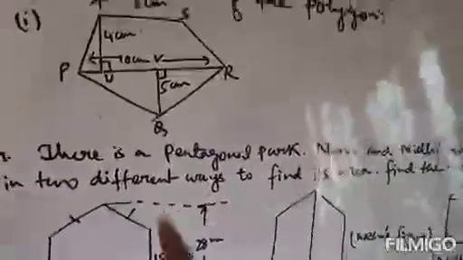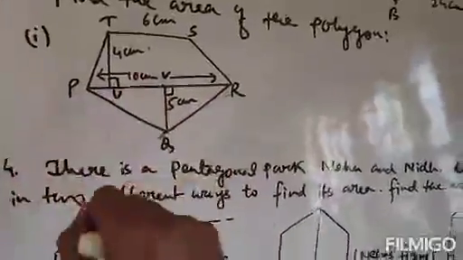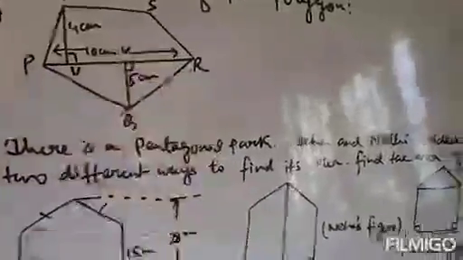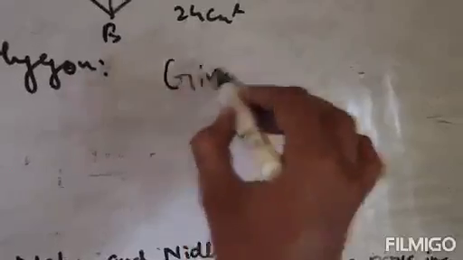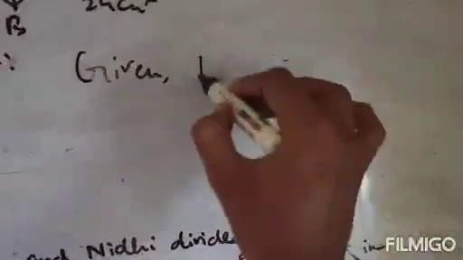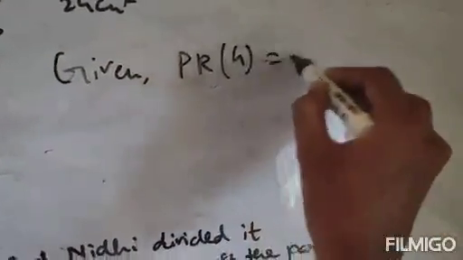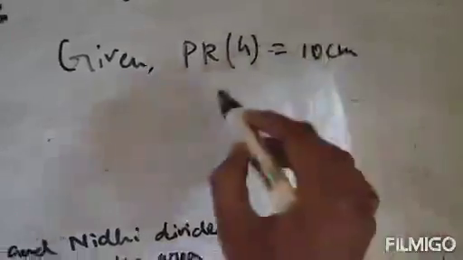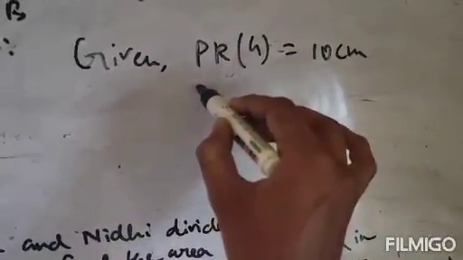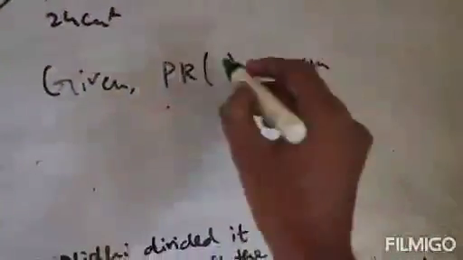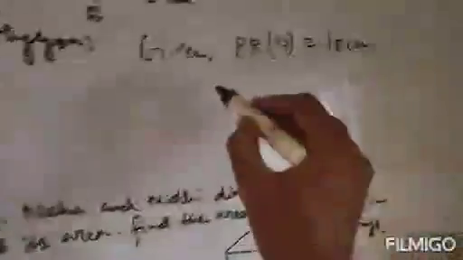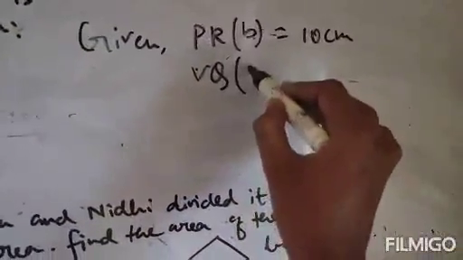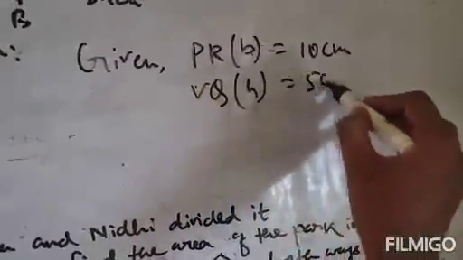So finding PQR, the base is PR, which is given as 10 centimeter, and the height is given as 5 centimeter. So just write given: the base PR is B, given as 10 centimeter, and the height, that is VQ, is given as 5 centimeter.